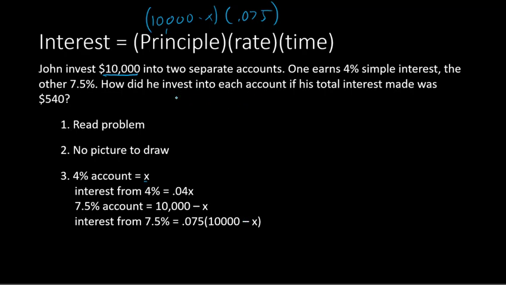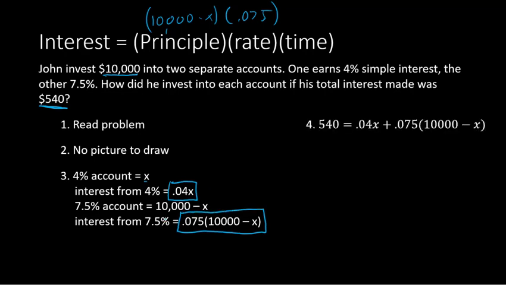All right, so it says that the total interest made was $540. So that means if we take the interest from this account, 0.04x, plus the interest from this account, so this amount right here, and add those together, that would equal 540. So step 4 is creating our equation. So we have 540 equals the sum of those two amounts. Now from here we can solve.